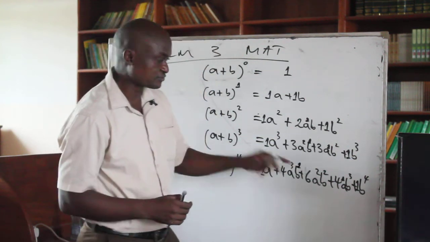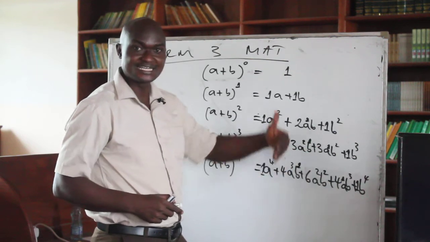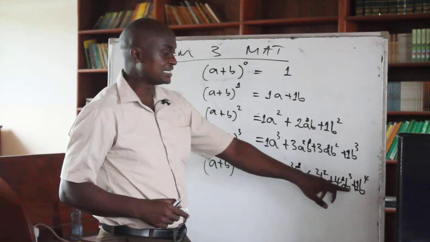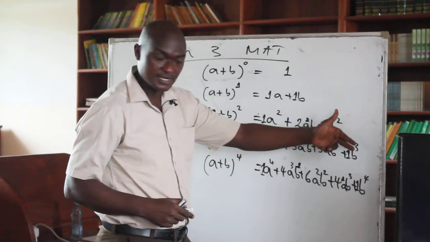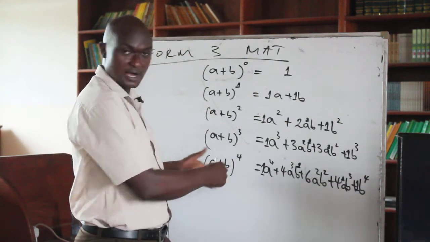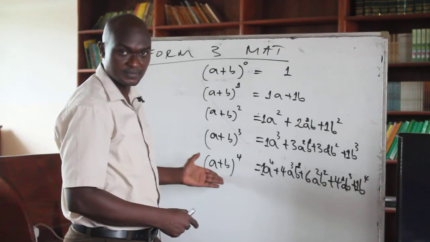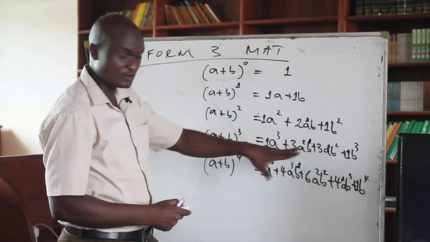You don't have to write power 1, but it's power 1. In the next one, it will be power 2, it is increasing by 1. In the next one, it is power 3, increasing by 1. And in the last one, it is power 4, which was the power to which you are expanding the binomial expression. I hope we note that kind of pattern.